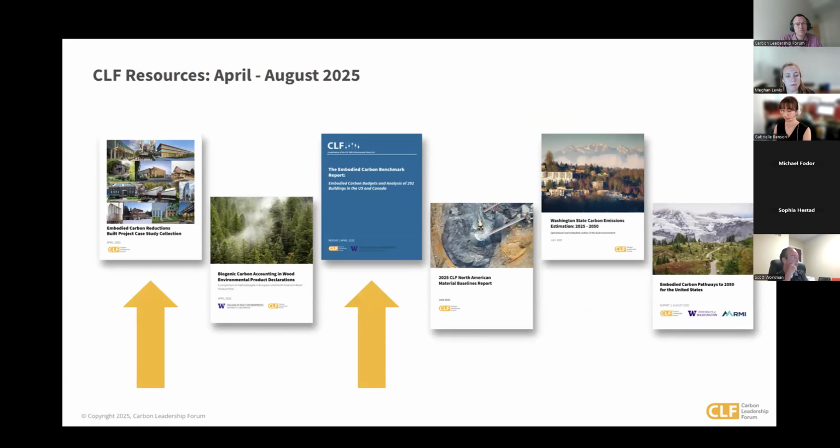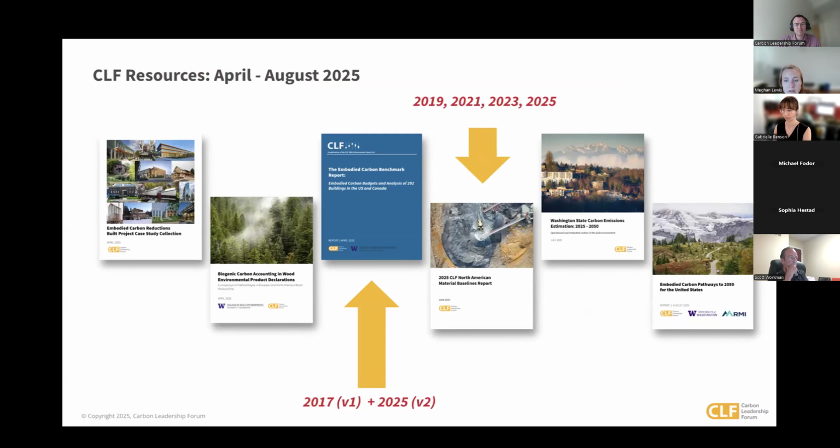So the Embodied Carbon Benchmark Report in blue here is one of many publications from our recent CLF Whole Building LCA Benchmark Study. This is based on 292 buildings that were sourced from 30 architecture firms in CLF's network. The Built Project Case Study Collection, published in April, also includes projects from around the country, all sourced from members of CLF's regional hubs.